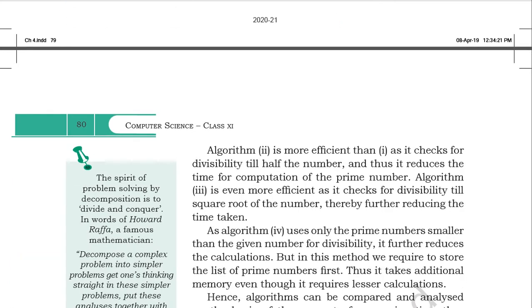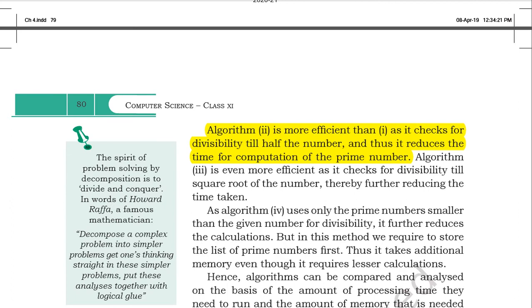Next, algorithm 2 is more efficient than 1, as it checks for divisibility till half the number, and thus it reduces the time for computation of the prime number, right? And algorithm 3 is even more efficient, as it checks for divisibility till the square root of the number, thereby further reducing the time taken.